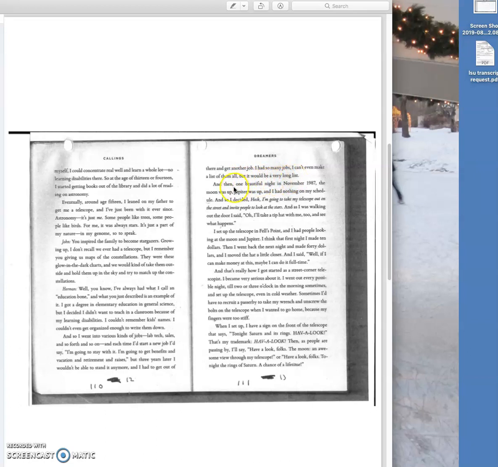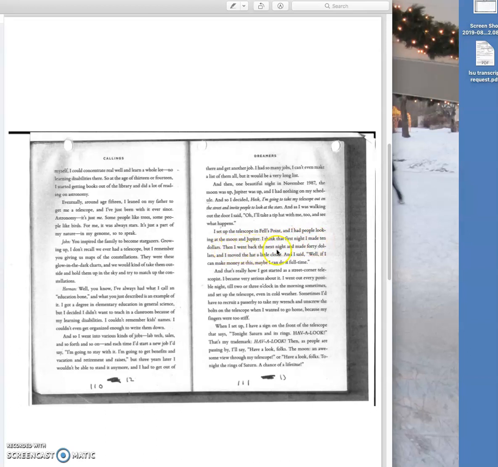And then, one beautiful night in November 1987, the moon was up, Jupiter was up, and I had nothing on my schedule. And so I decided, heck, I'm going to take my telescope out on the street and invite people to look at the stars. And as I was walking out the door, I said, oh, I'll take a tip hat with me too and see what happens. I set up the telescope in Fells Point, and I had people looking at the moon and Jupiter.